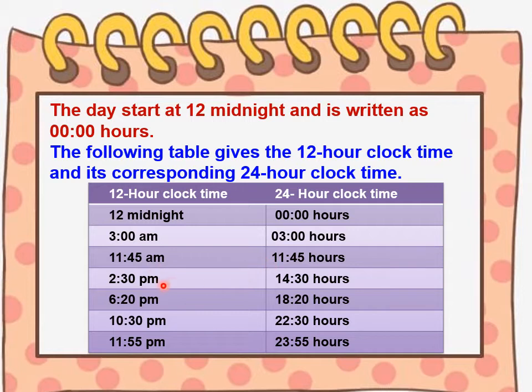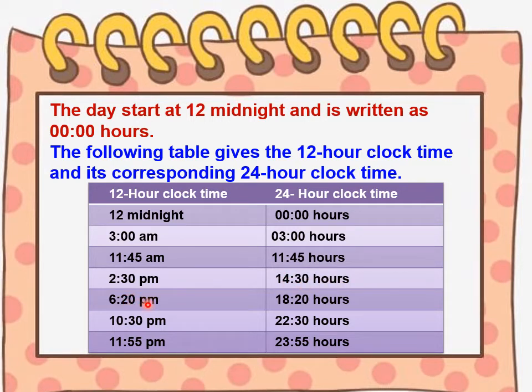So we will write AM, which means it is morning. Okay, so 11:45 hours. Then 2:30 p.m. Here, after noon, 12 o'clock, we will write p.m. After 12 comes 1, so 1 we will count as 13. Then 2:30, so 2 we will count as 14. So 14:30 hours, that is 14 hours and 30 minutes.